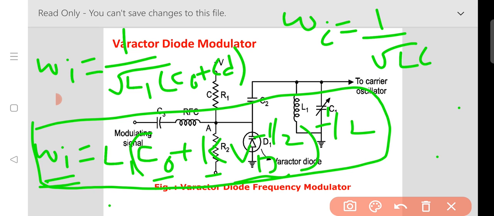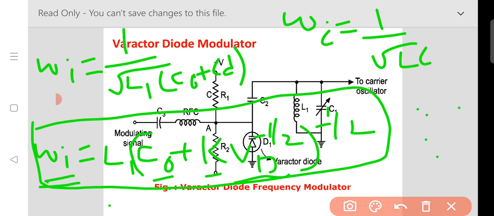Vd is the diode voltage. This diode voltage depends upon our actual input voltage. I already told that relation at the start of the class: the modulating signal changes the capacitance, and due to that the voltage also changes accordingly. In other terms, if the capacitance changes, there must be a change in voltage.